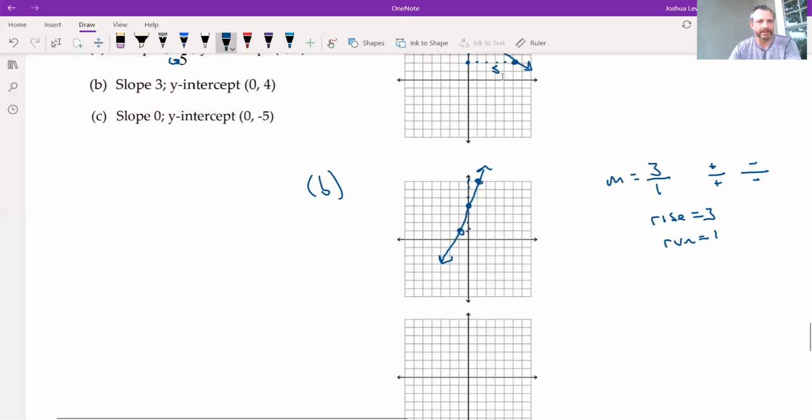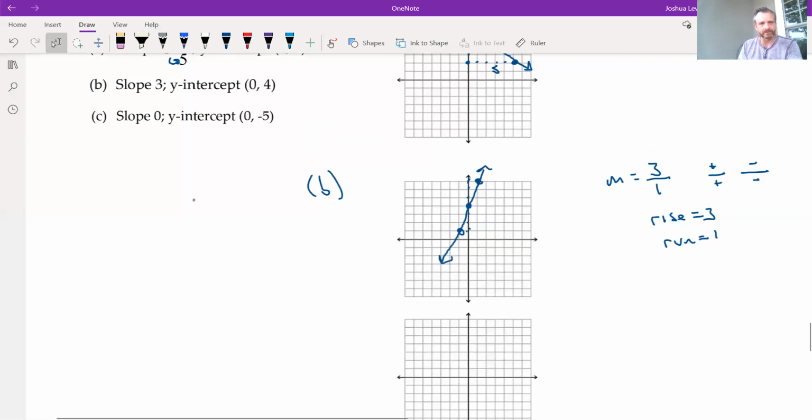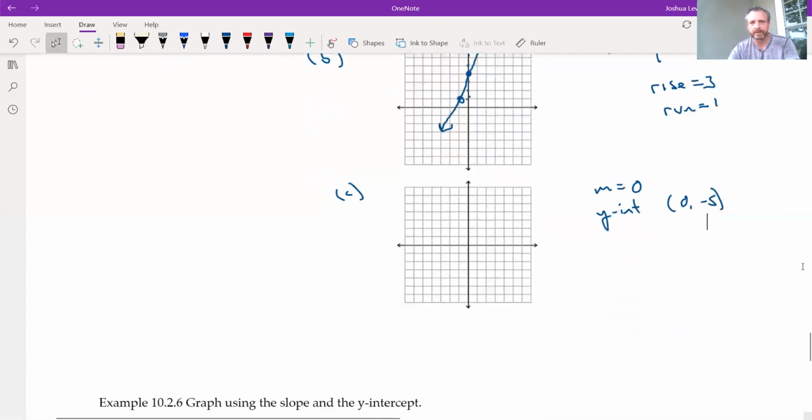All right, and the last one, a slope of 0 and a y-intercept of (0, -5). So for C, my slope is 0 and my y-intercept is (0, -5). All right, so (0, -5): 1, 2, 3, 4, 5.